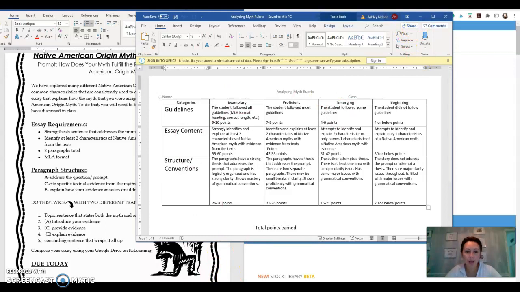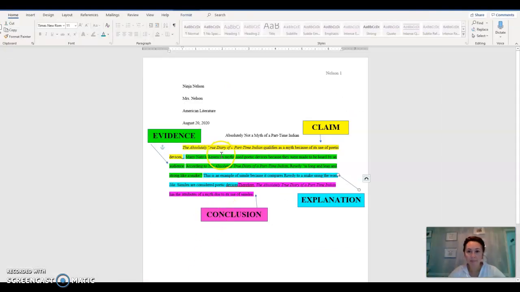Okay, so I'm going to move this out of the way. Now we're going to talk about this example that I have pulled up for you guys. Notice that this is in proper MLA format. You have your heading on the left, there's your header at the top, and you have a title here. Now, I used The Absolutely True Diary of a Part-Time Indian as an example, just so that you didn't steal any information. Absolutely True Diary is not a myth. It's not an origin story. So you can't write about it, but I can use it as an example. That's why it's titled Absolutely Not a Myth of a Part-Time Indian, because it's not a myth, but I'm using it to show you how I want your myth paragraphs to look.